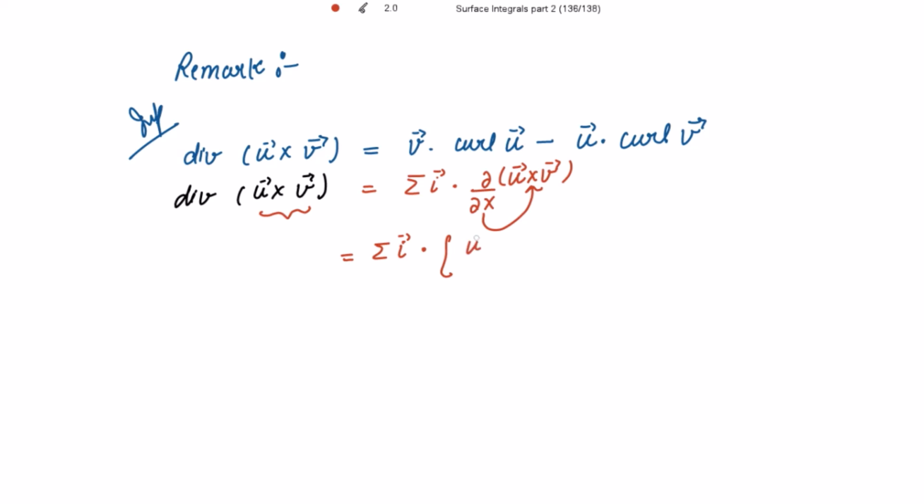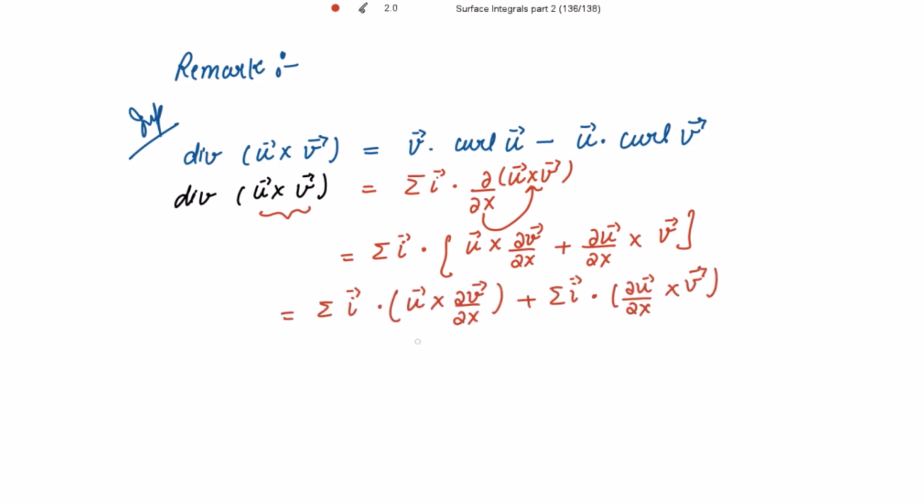So writing here first vector, its cross product with partial derivative of v vector with respect to x plus partial derivative of u vector with respect to x and its cross product with v vector. Very fine. And now separating the summation. Now we know that the cross product of two vectors is equal to negative of cross product of these two vectors reversed. Yes, so I'm going to use this result in this step.